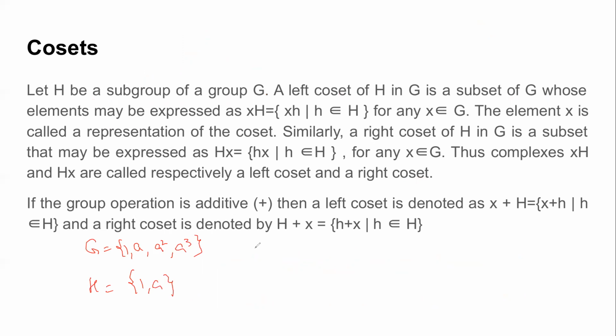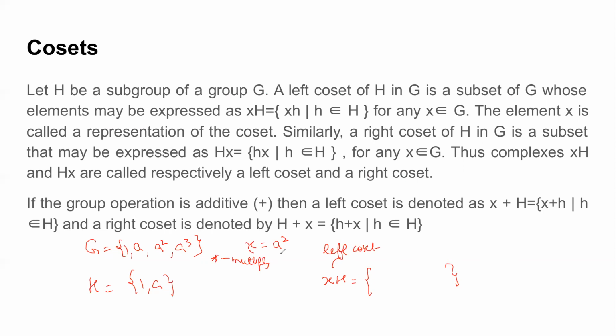Okay, now suppose I choose x to be a square. Can you tell me what are the values of xh under the multiplication operation? Can you tell me the values of xh? What is the set xh? This is known as your left coset. Can you tell me what is the left coset?